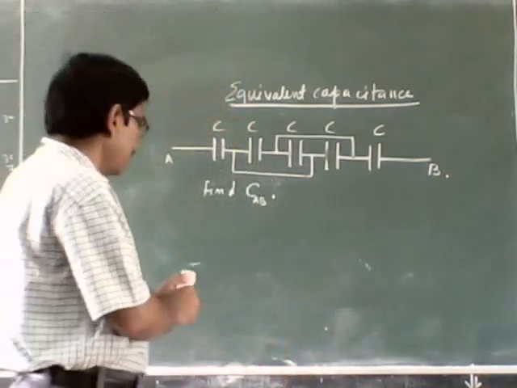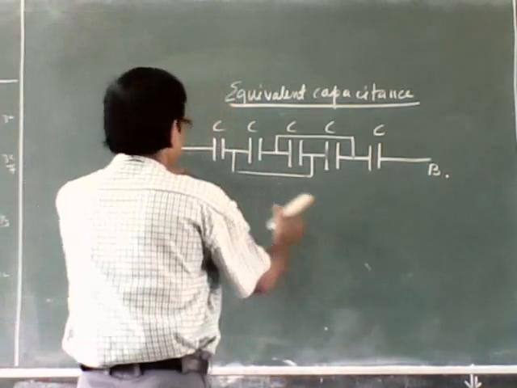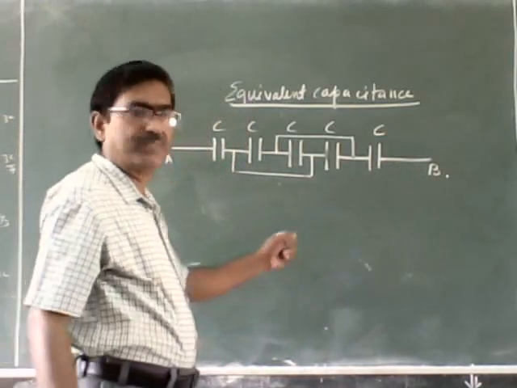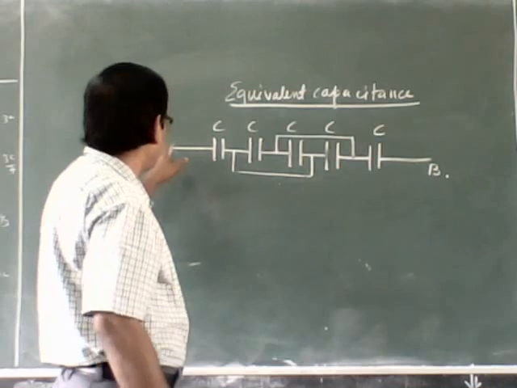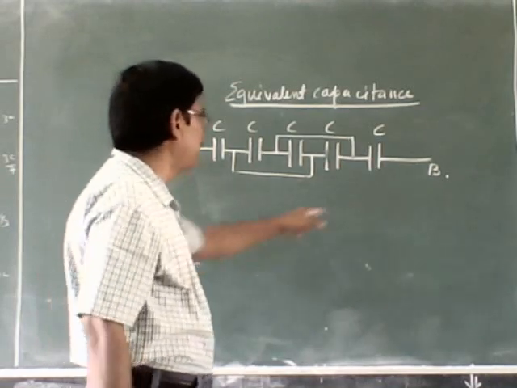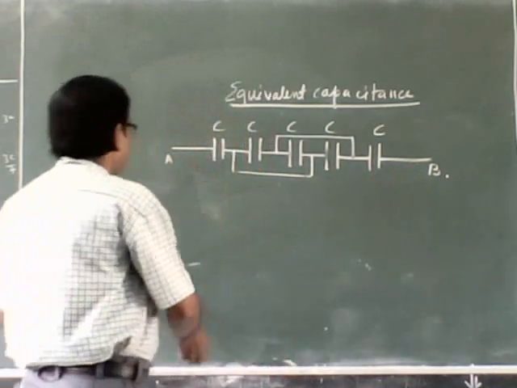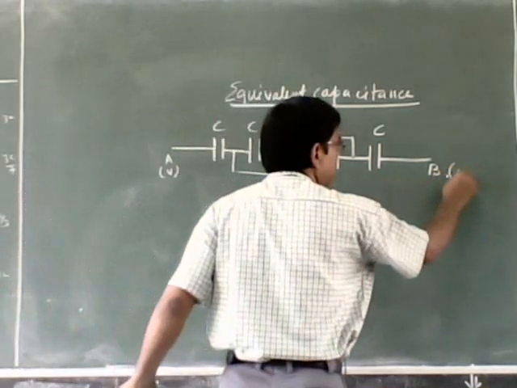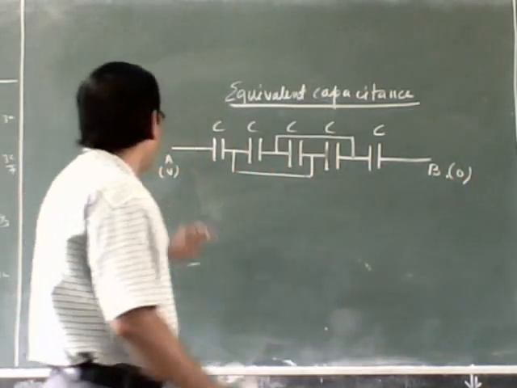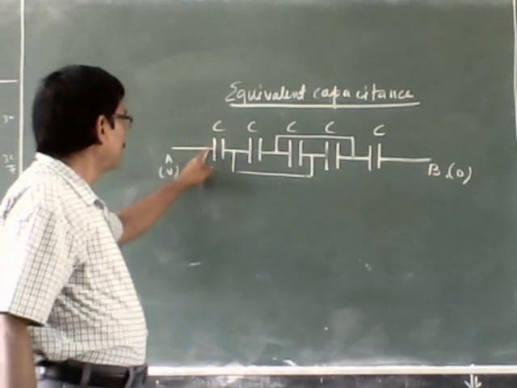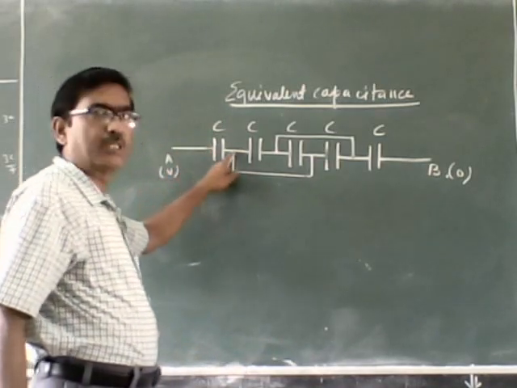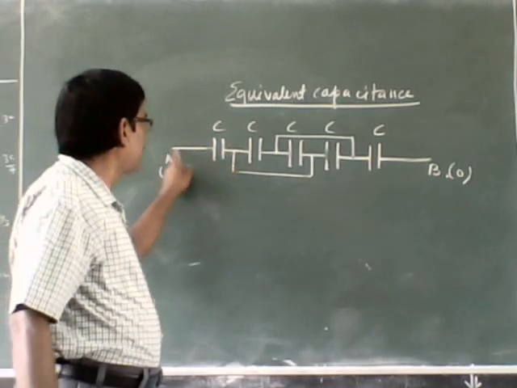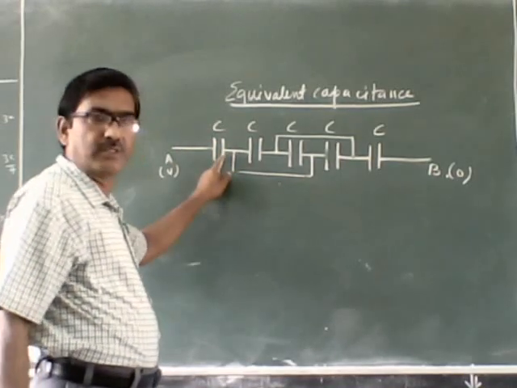Again, you can consider that this is connected to an imaginary cell with potential difference V. Suppose this is positive and this one is negative. So the potential at point A is V and the potential at point B is 0. What will be the potential at this point? You cannot say that it is V, because in this part one capacitor is present.